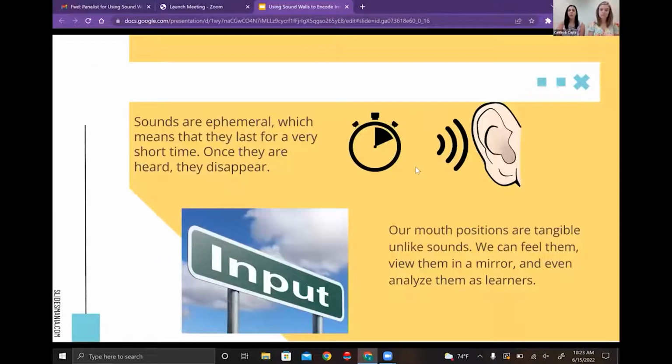Sounds are ephemeral, which means that they last for a very short time. Once they are heard, they eventually disappear. Our mouth positions, though, are more tangible, so they're perceptible by touch, unlike the sounds. We can feel them, we can view them in the mirror, and we can even analyze them as learners. Like we showed in the video, the student was able to see his mouth. He was able to talk about what he was feeling in his mouth. And again, those were all the tangible parts, which is very important.